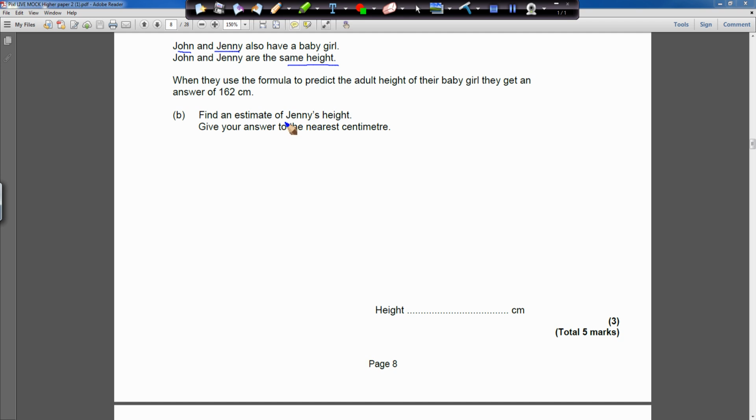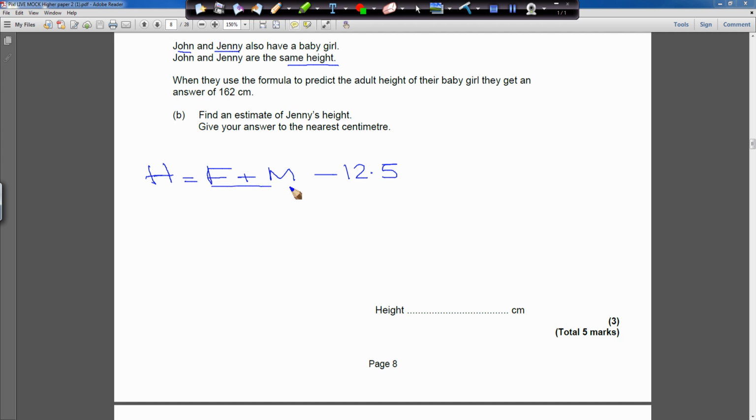So, first of all, let's copy down the formula from the top part of the page, which I've got a copy of here. I'll write that for you. So we have here the height of the baby. Height is going to be F add M minus 12.5.